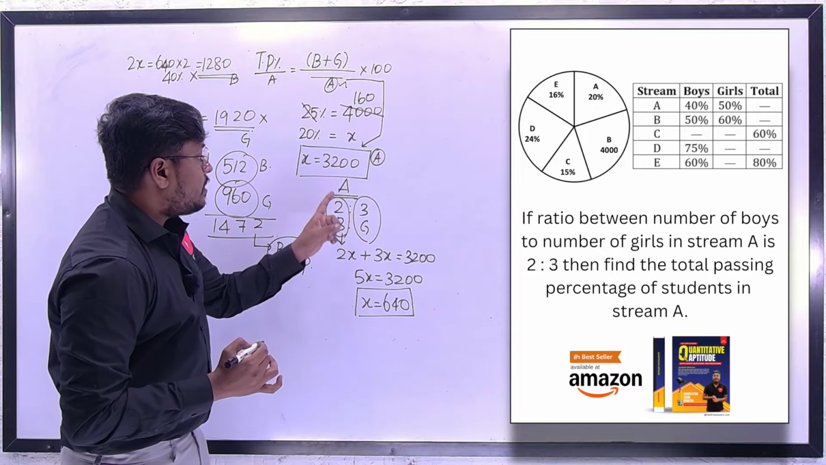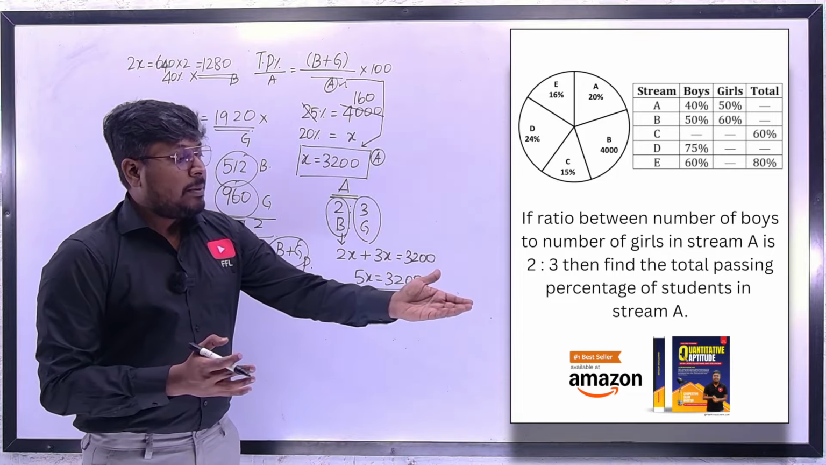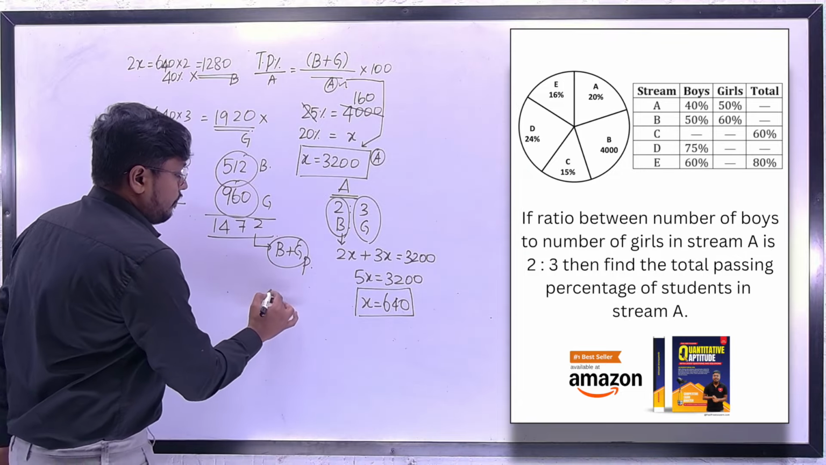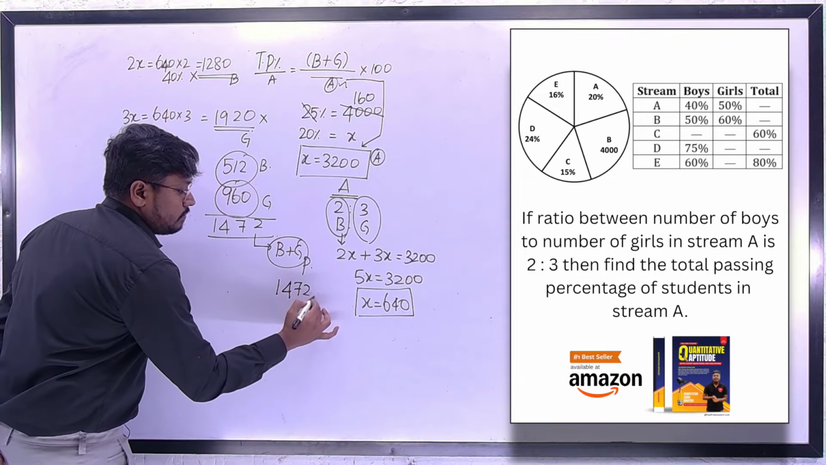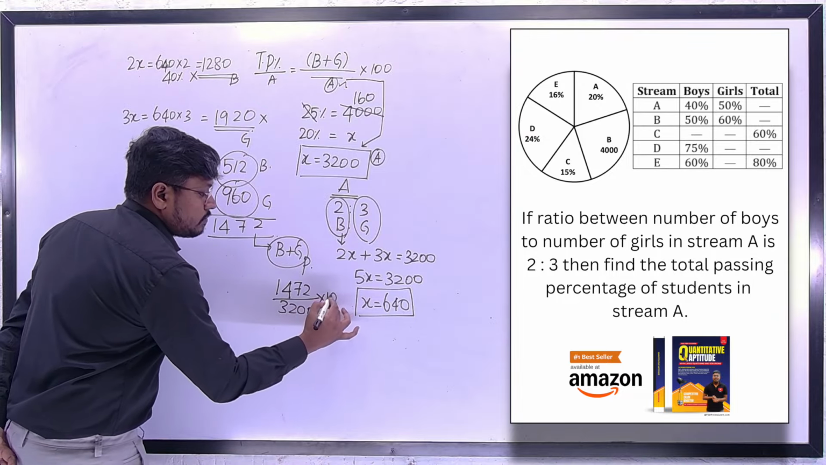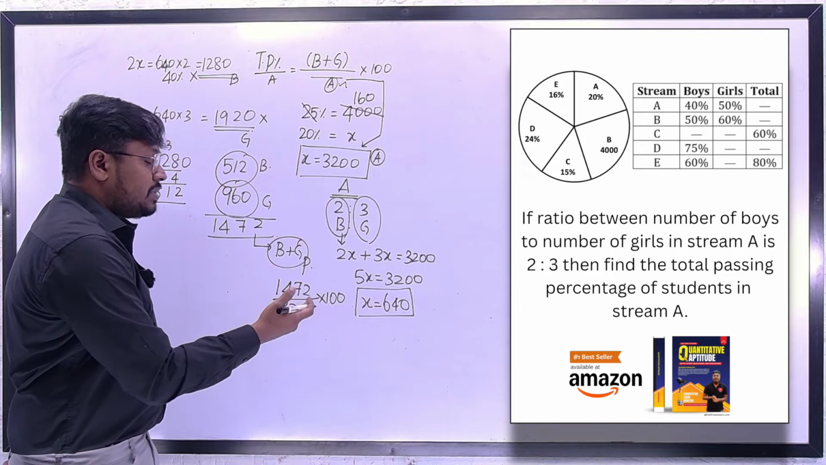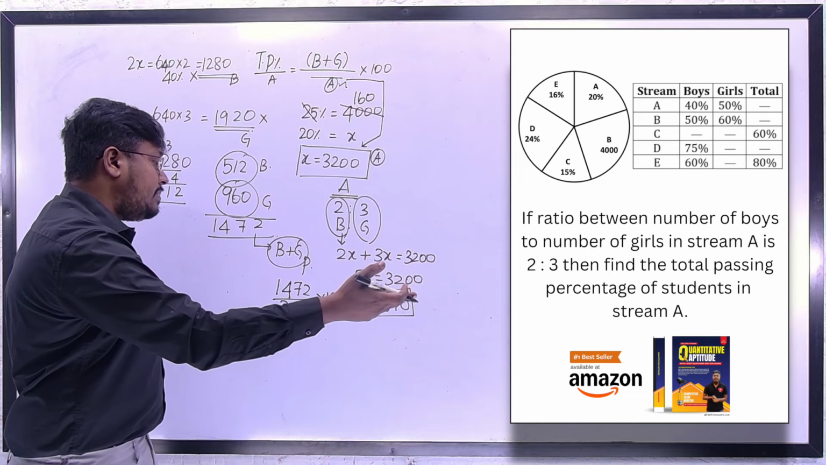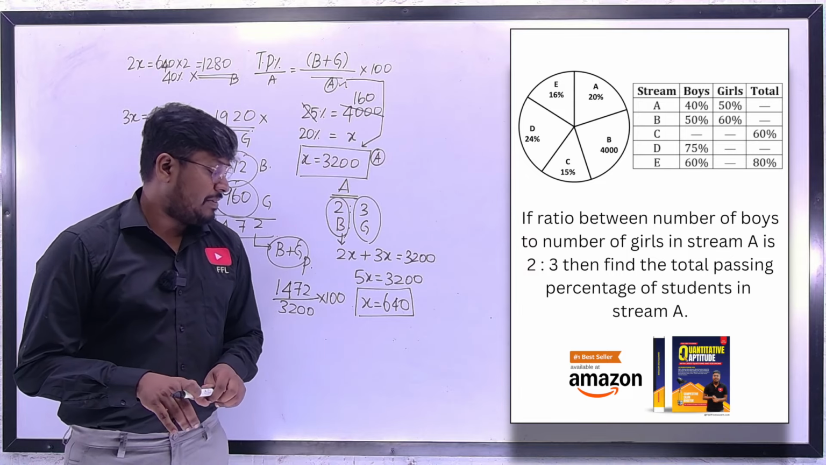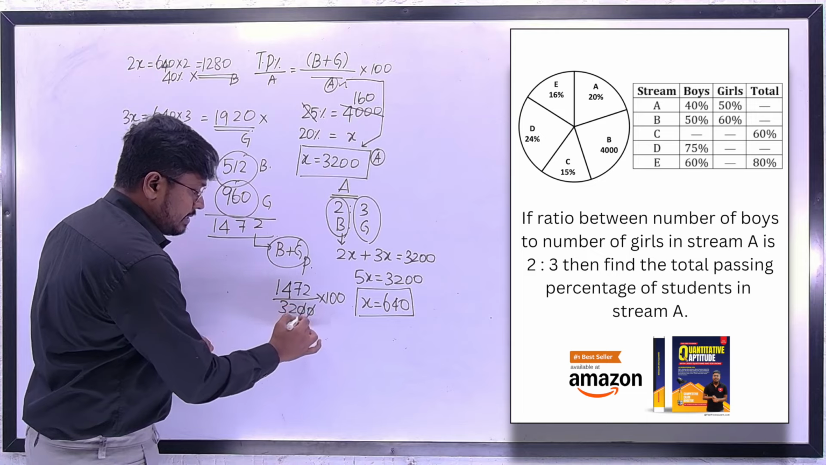And here we know 3200 is the total number of students from stream A. Now our target is to find the percentage value, the pass percentage. So 1472 by 3200. If you cancel two zeros against two zeros and find the answer, that will be the resultant percentage. Is it an approximate value? No, they didn't give any approximation. Let's cancel and see.